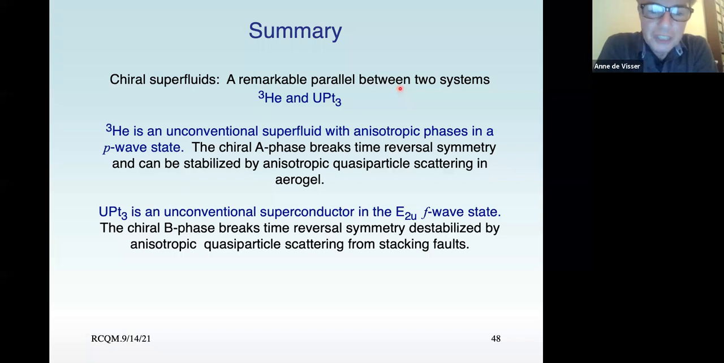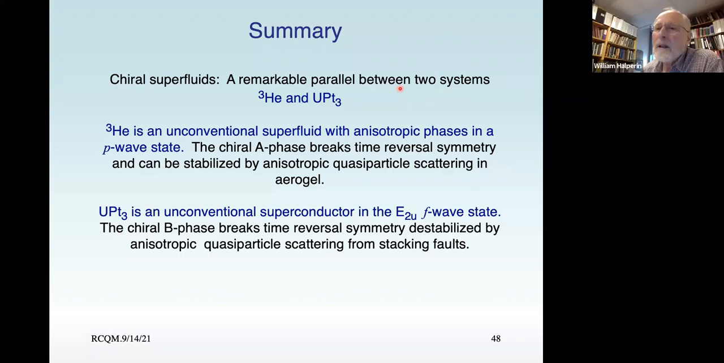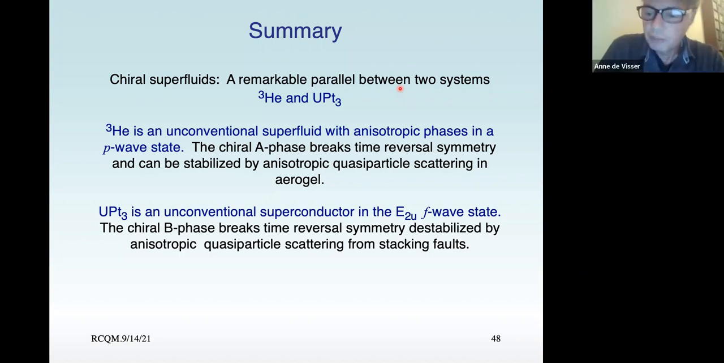So you discussed the A phase and the B phase in uranium platinum 3. There seemed to be a subtle difference because of this anisotropic quasi-particle scattering. But why is there also a C phase? Well, there is a C phase in the natural. You mean what stabilizes the C phase? Yes. So if you increase the magnetic field.